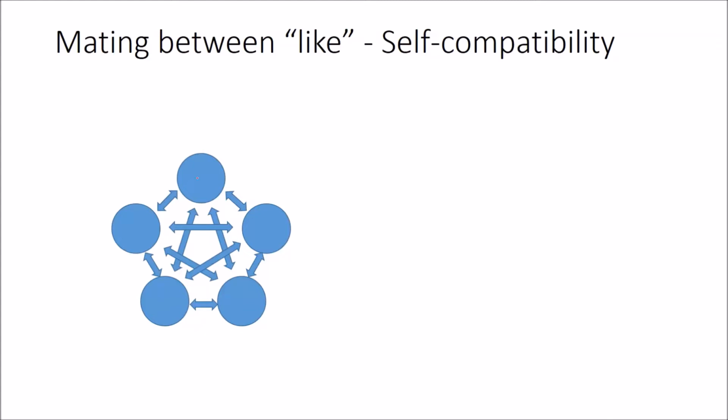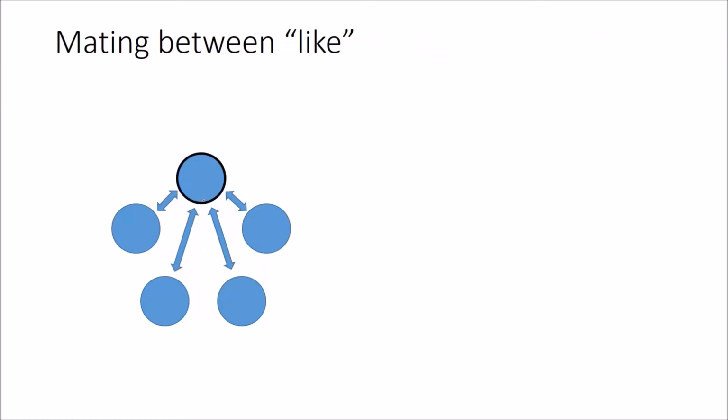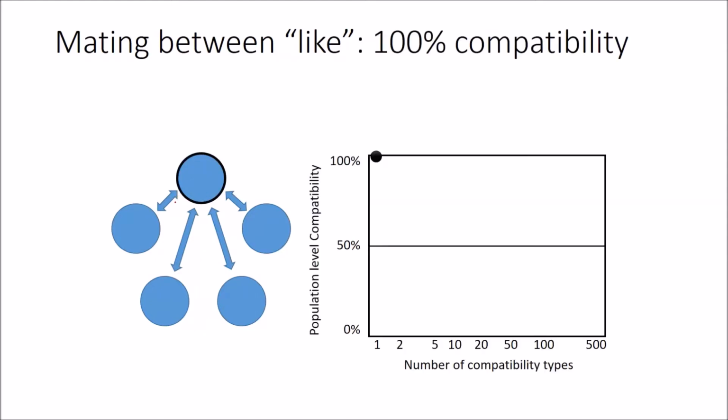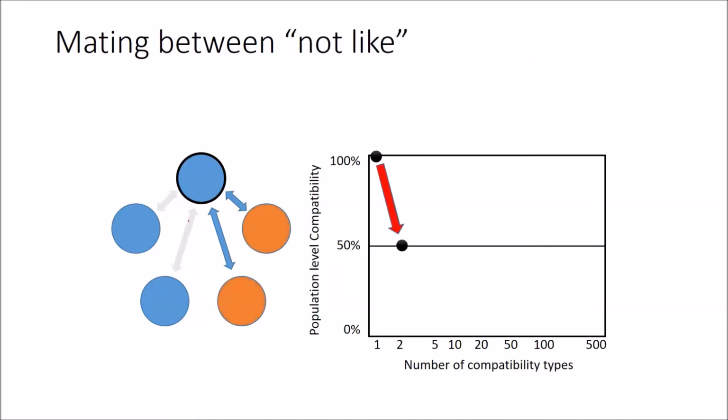If we just look at this focal individual here, we can try to figure out what the population level compatibility is. So if there are no different types, this will mean that all individuals are completely compatible with all other individuals. So 100% compatibility at the population level. If a cell is able to distinguish self from non-self, and it's only able to mate with other types, then it will only be able to mate with those individuals that are of different type. And as soon as we have two different compatibility types, the population level compatibility will drop by half, because this focal individual is only compatible with half of the population.